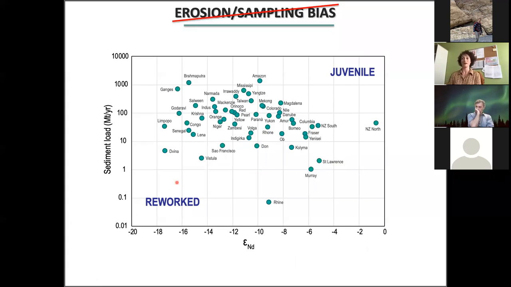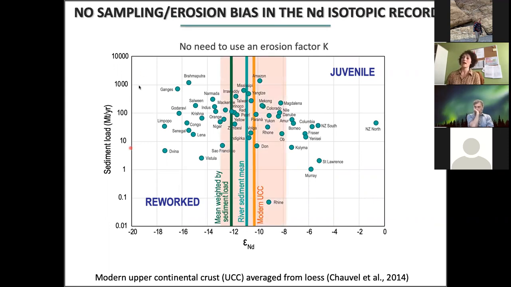And here is in fact what we have. So no correlation at all. And in fact, if you do the simple average of all of these rivers, you end up having the same isotopic composition as the modern upper continental crust. So what it means is that there is no obvious sampling or erosion bias in the neodymium isotopic record. Basically it reflects pretty well the composition of the continents.